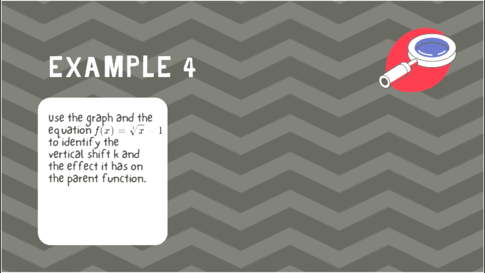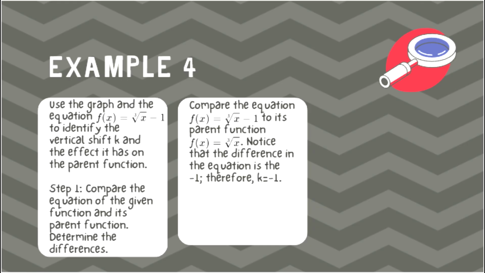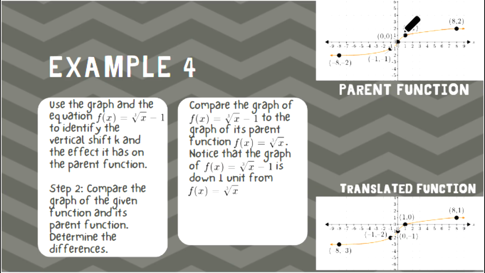Example number 4, use the graph and the equation f of x equals the cube root of x minus 1 to identify the vertical shift k and the effect it has on the parent function. So identify k. Guess what? It's right there. It's -1. And what that means is that the parent function crosses through 0, 0, and the translated function moved down 1, so it crosses through 0, -1. Everything else stays the same. The whole thing just dropped 1 space.